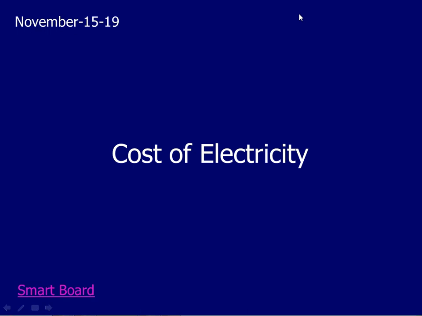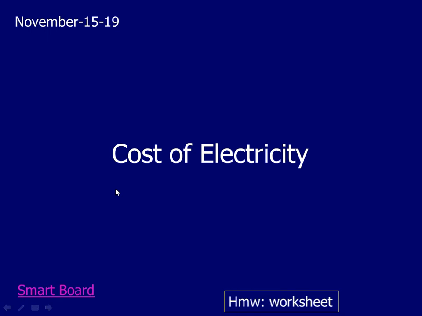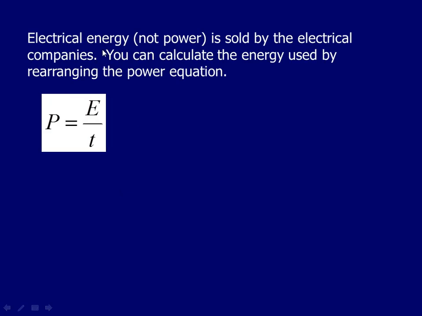Okay, so let's talk about how we pay for this stuff and how we can calculate how much we're paying. That's what we want to talk about today. So you can see here, if you were already writing, don't worry about that. Electrical energy, not power, is sold by the electrical companies. We're going to use it again because we know the power of our devices. We want to figure out how much energy we're using when we run it.